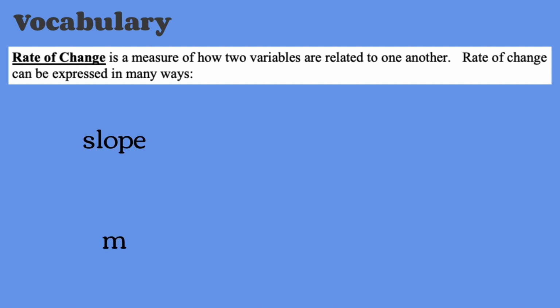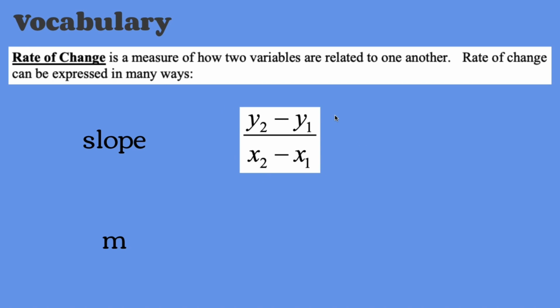Next is the variable m, which can be found in the slope-intercept form. Then we have a formula, y2 minus y1 over x2 minus x1. You can use this when it comes to two coordinates on a graph, or you can also use it in a table.